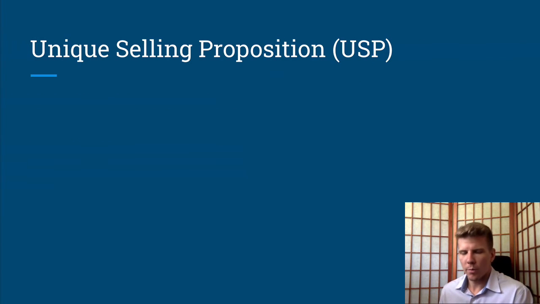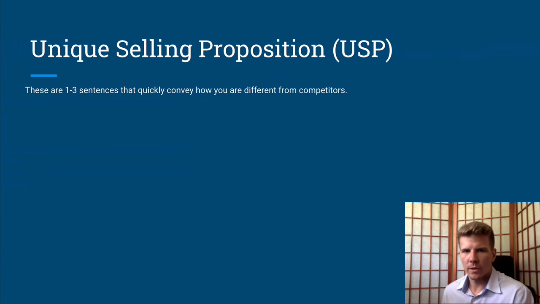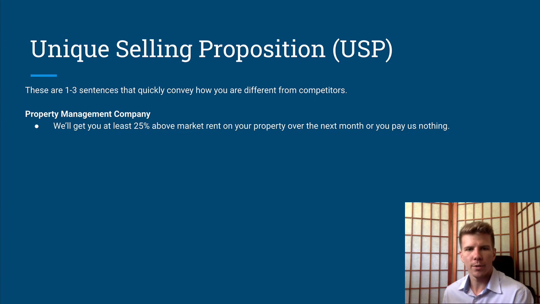So, unique selling propositions, USP. It's good to know this 1 to 3 sentence phrase to sell yourself and show how you are different. So for a property management company: we'll get you at least 25% above market rent on your property over the next month, or you pay us nothing. So that's very powerful. I'd say this is the most powerful out of the next two because it's so clear and gives clear reasons why you would and why you wouldn't get paid.